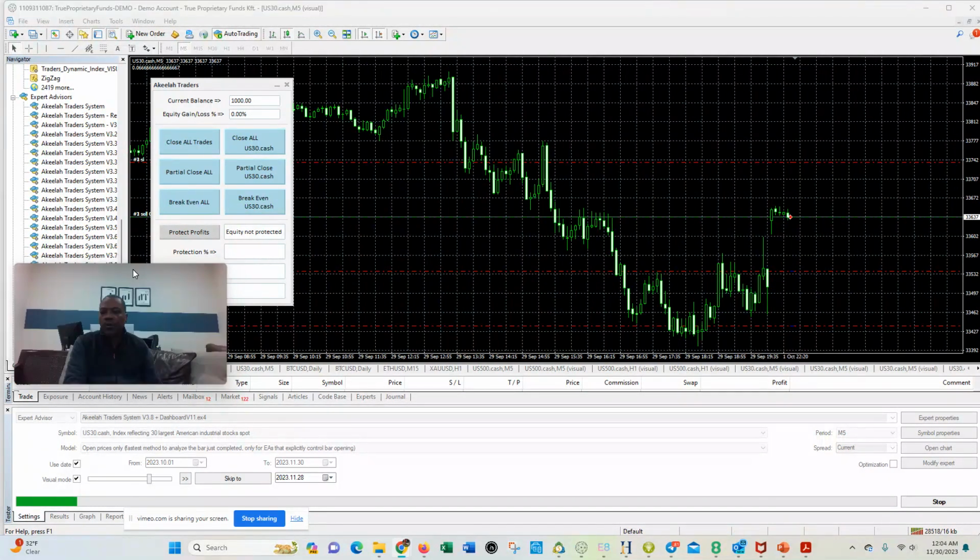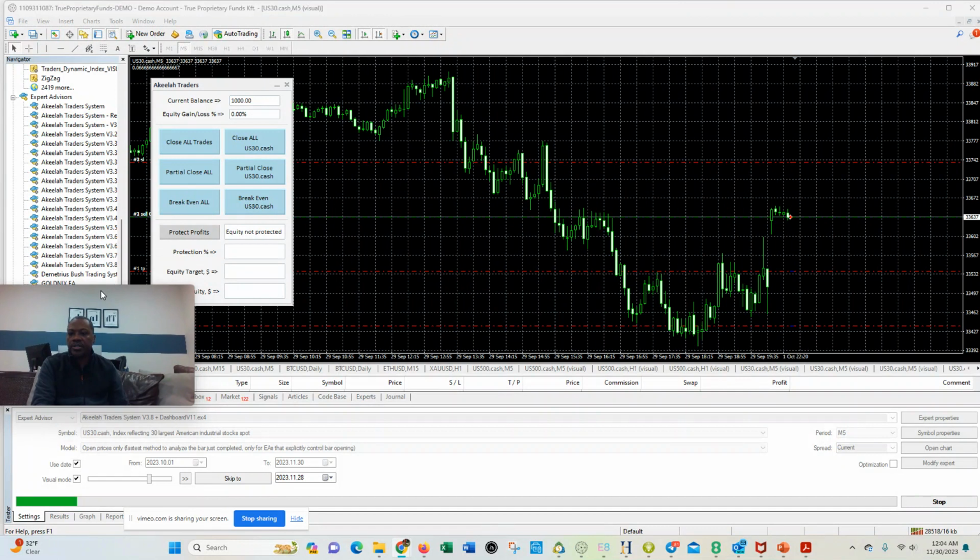Okay, so this is our Akeelah Traders System that's running. This is our dashboard. Our dashboard has a lot of different features in it. The system is designed to be 100% automatic, so you don't need to have any interactions with it other than making your inputs on what your risk wants to be per trade, what your overall risk needs to be. If you just have a completely bad day, where do you want to cut off? You can have those kind of inputs in it.